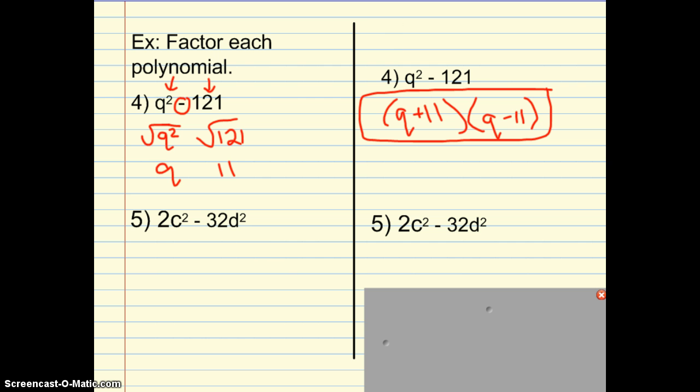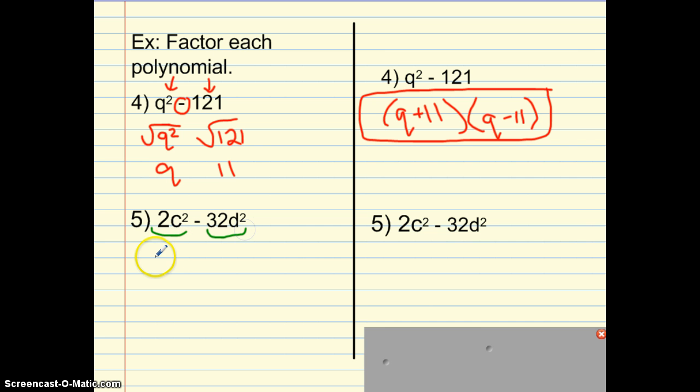And when I look at example 5, the first thing that I should notice is that I've got a greatest common factor that I can take out of both of these, so we're going to factor out that 2. So then we have 2 times c squared minus 16d squared. And right away that should look a bit better because it looks more square rooty, if you will.